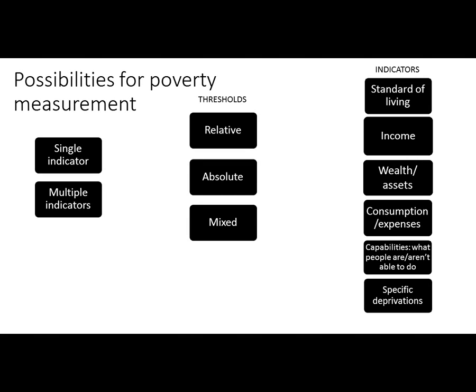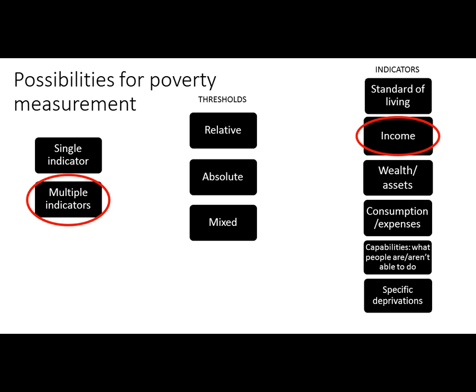Okay, so let's come back to our conceptual map here and try and see if we can figure out where the supplemental poverty measure falls on this map. Let's start with the number of indicators that the supplemental poverty measure takes into account. It appears to be, on the face of it, a multiple indicator approach to measuring poverty.